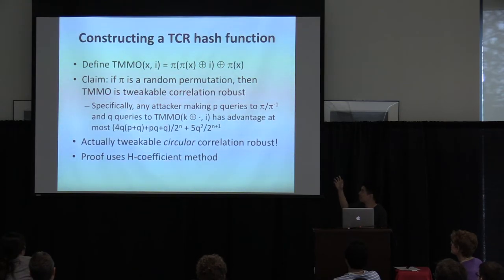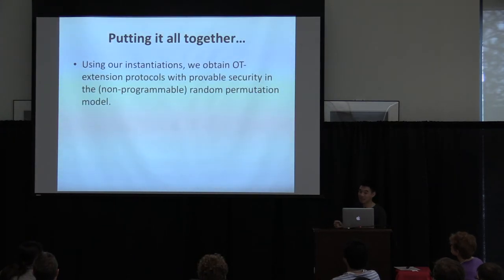And then we can also construct a tweakable correlation robust hash function. Here, we need 2 permutation calls per hash function. It looks like we need 3, but π(x) only needs to be computed once. And the bound is similar with a higher constant. Both this and the previous construction are proven using the H-coefficient technique known in the symmetric key community. So putting it together, we can construct secure and efficient OT extension protocols in the non-programmable random permutation model.